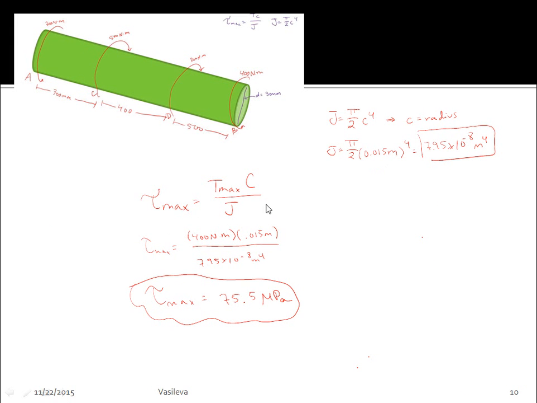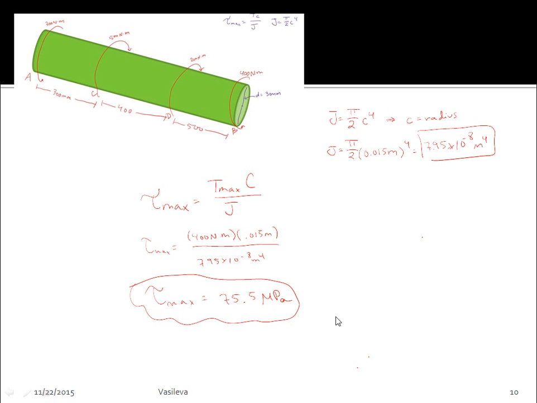So I plug in my Tmax to be my TDB, which was 400. I plug in my C, which is the radius. C is always the radius, so half of 30 millimeters. And then I need to find J. So J is pi over 2 times C to the fourth. And we said C is 15 millimeters, so that gives me J right there. And I just plug the J into my equation, and I get tau max equals 75.5 megapascals.